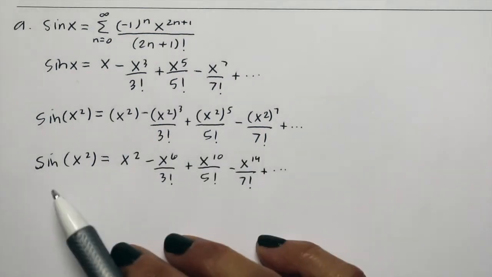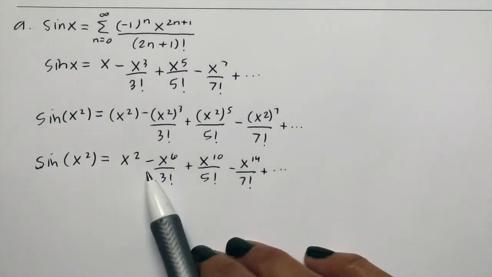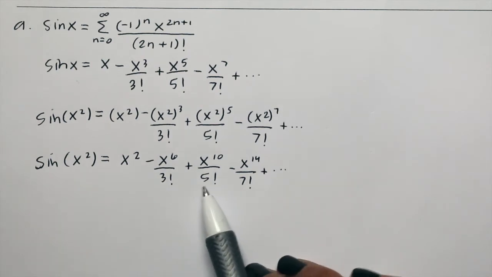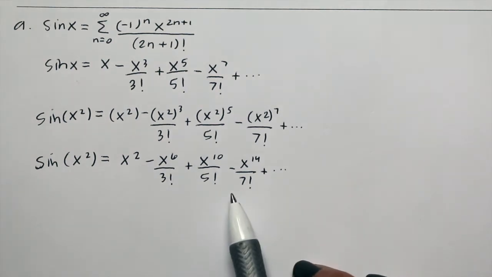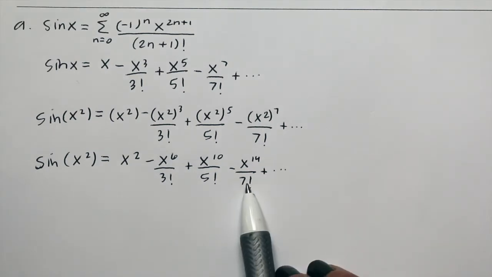And here's the expression for sine of x squared. You get x squared minus x to the 6th over 3 factorial plus x to the 10th over 5 factorial minus x to the 14th over 7 factorial. And it keeps going, but these are the first four non-zero terms.